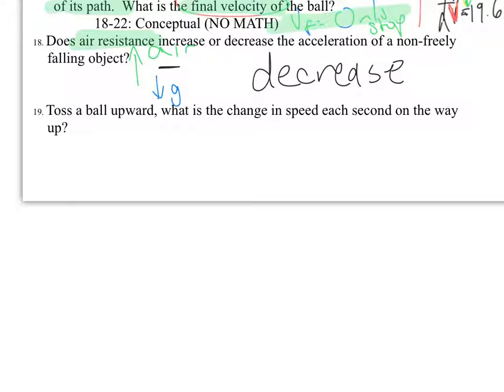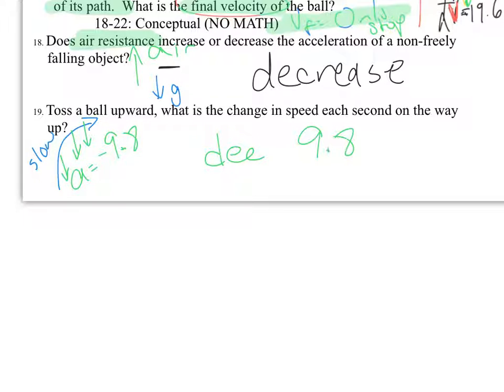As a ball rises, it's going to get slower and slower and slower. That's happening because gravity is pulling on it. Every single second, it's going to lose 9.8 meters per second. Every single second. So what is the change in speed? Every single second, we're going to decrease by that 9.8. And that's why we use that negative. So we're going to lose 9.8 meters per second each second.